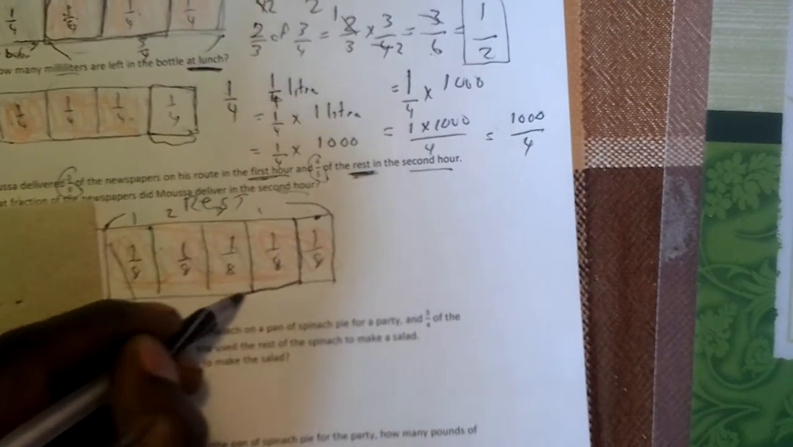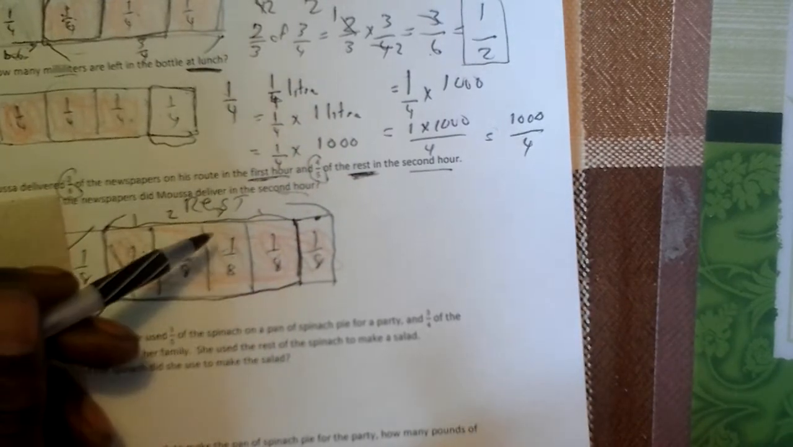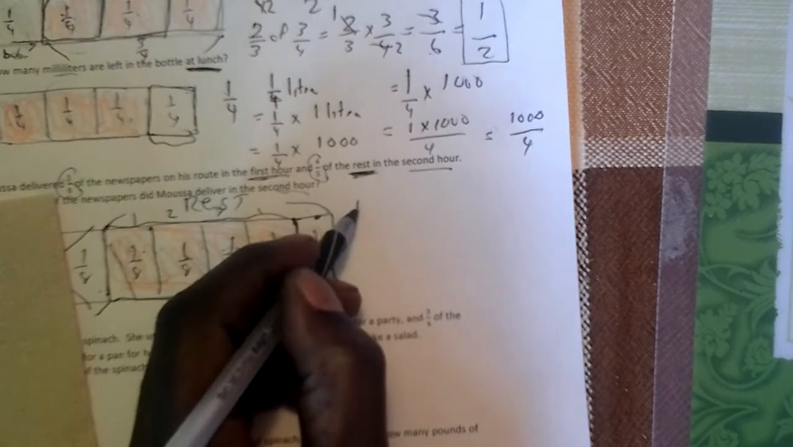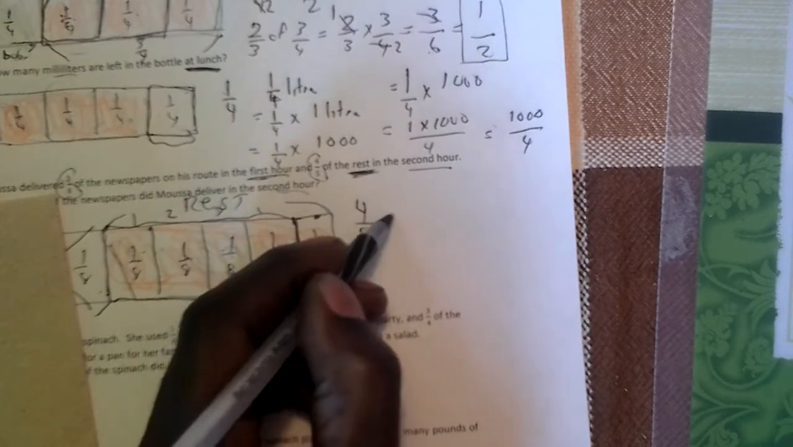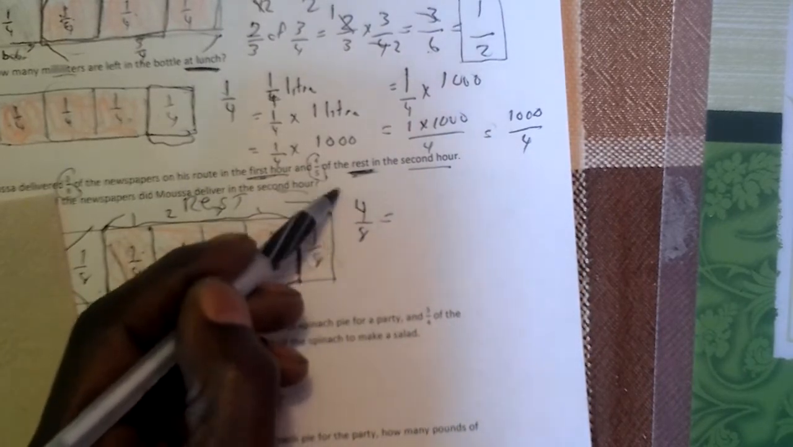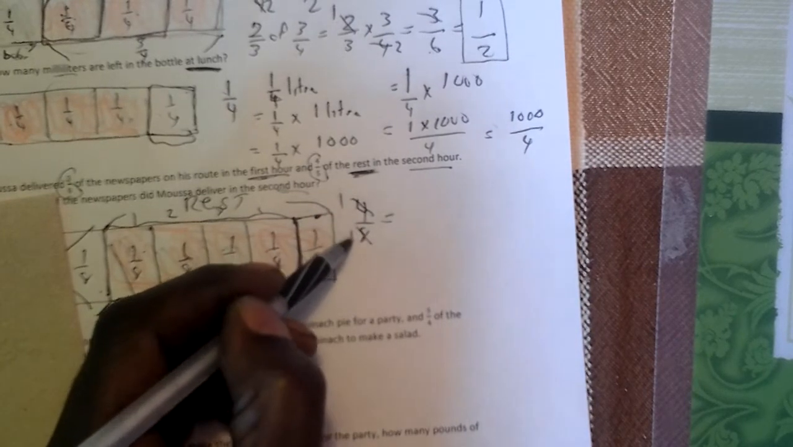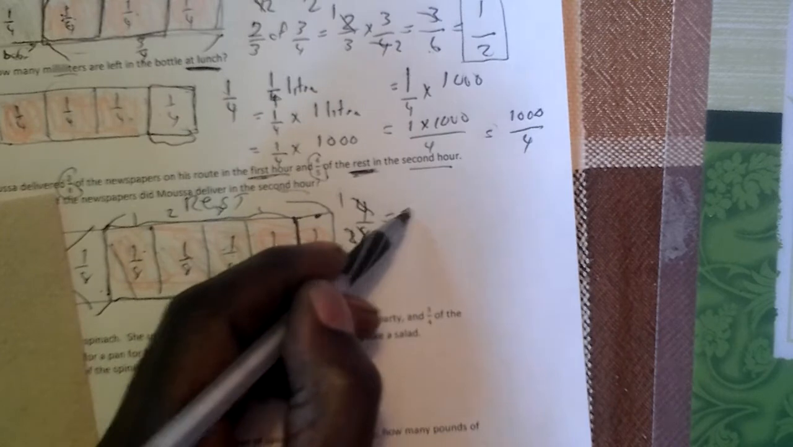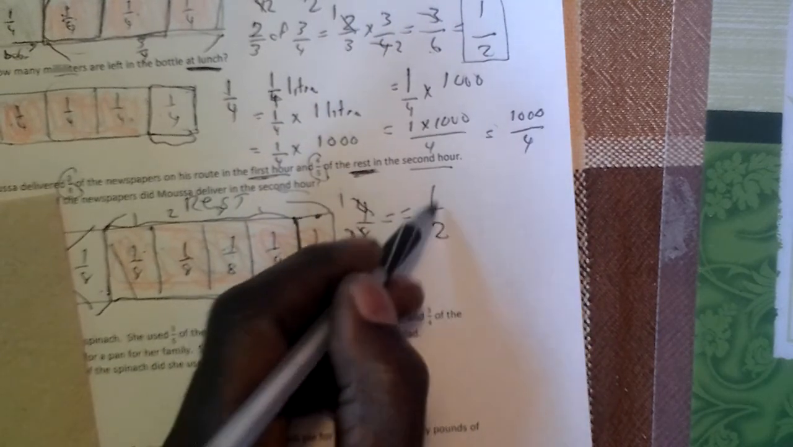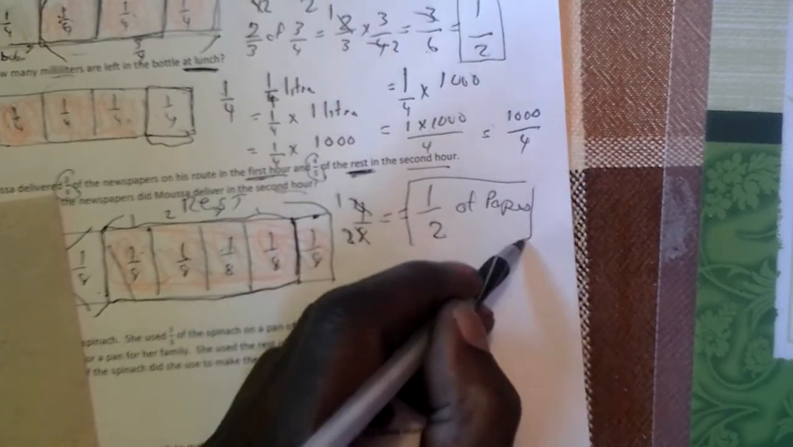Let's highlight that. So we need to find the value of this area. And how many pieces are in this area? 1, 2, 3, 4. And each one is 1/8. So we have what? 4/8, right? So we know we have 4/8. And that equals what? They share the same factor of 4. So 4 divided by 4 is 1, and 8 divided by 4 is 2, sorry. So he delivered 1/2 of the papers, okay? And that's the answer.